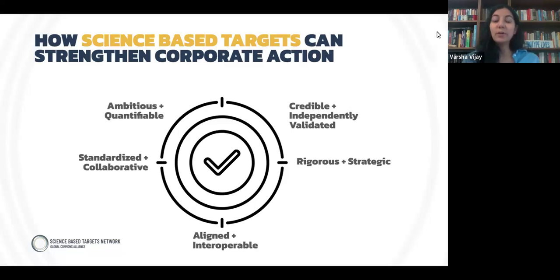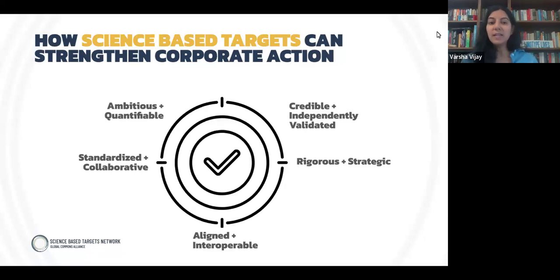First, they're ambitious and quantifiable. SBTs go beyond vague commitments by defining how much action is needed by companies based on Earth's limits and aligned with global societal goals, like the Global Biodiversity Framework and the UN SDGs. They're also standardized and collaborative. Science-based targets use consistent methods that allow companies to align efforts, measure progress, and then collaborate effectively across shared supply chains and landscapes with other local actors.